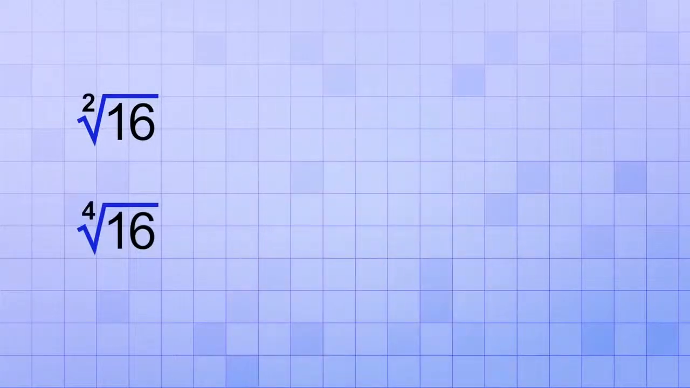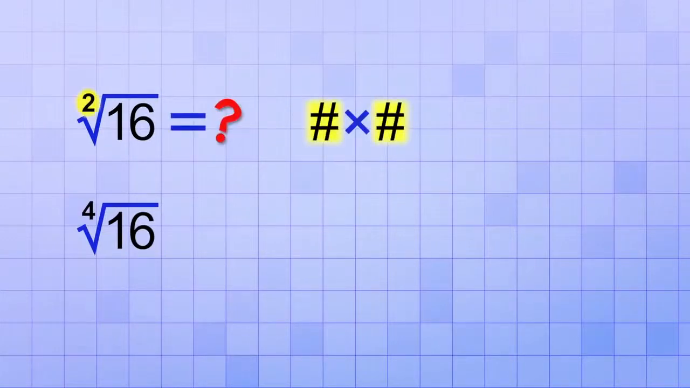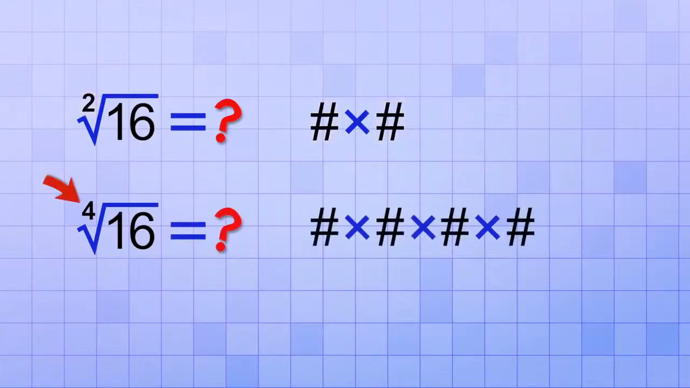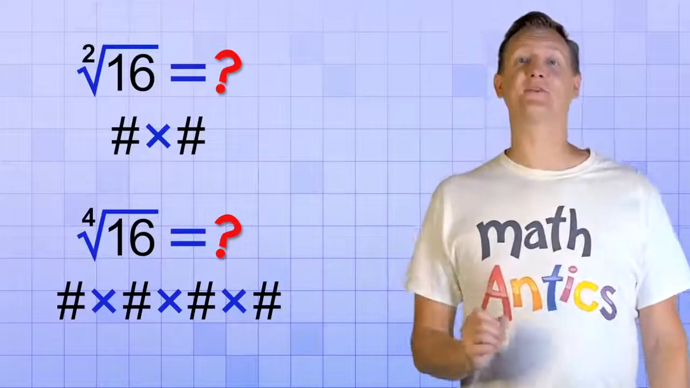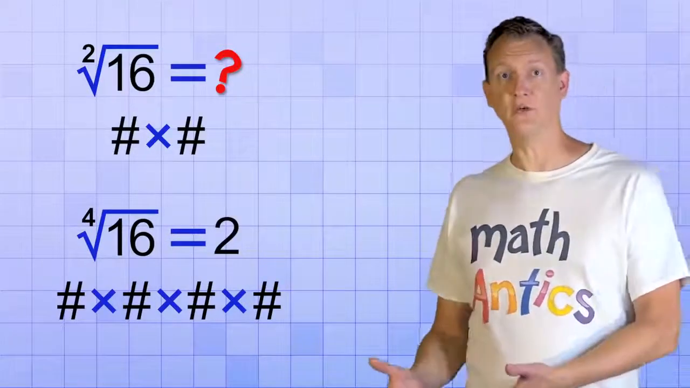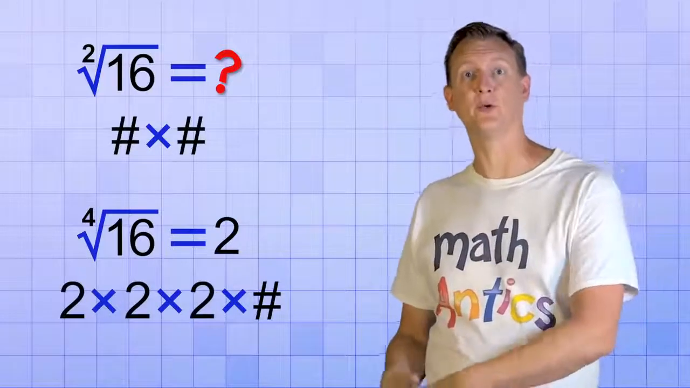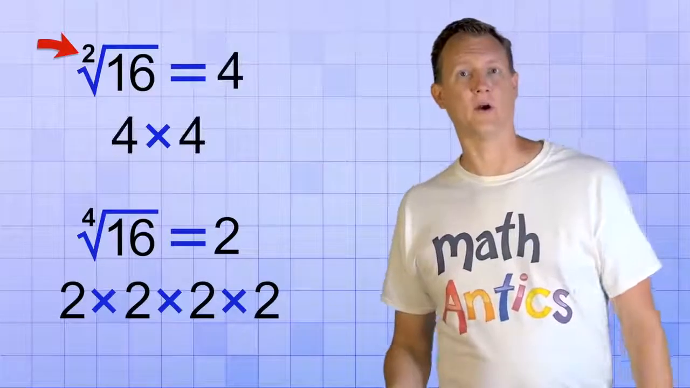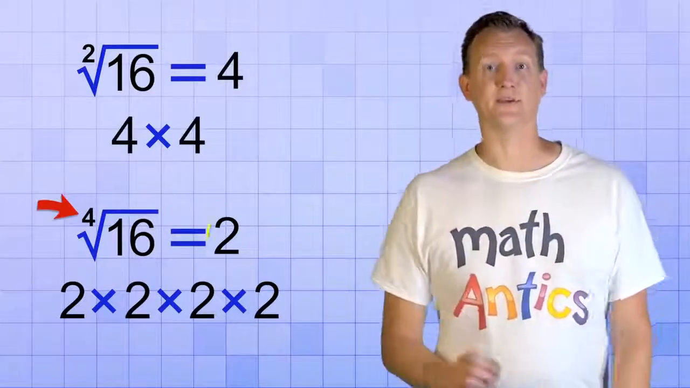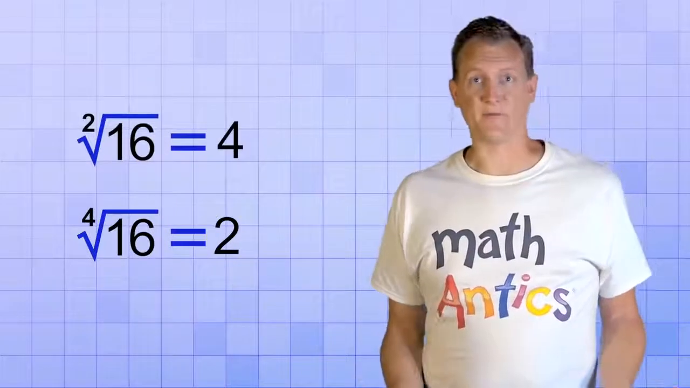To do that, we're going to change our root problem slightly. Let's change the little 2 into a little 4. The first root was asking us to figure out what number we could multiply together 2 times to get 16. But this new root is asking us to figure out what number we could multiply together 4 times to get 16. That's a bit trickier, huh? Can you think of a number like that? Yep, the answer is 2. Because if you multiplied 4 2's together, 2 times 2 times 2 times 2, you get 16. So the second root of 16 is 4, but the fourth root of 16 is 2. Both those roots were pretty easy to figure out, right?